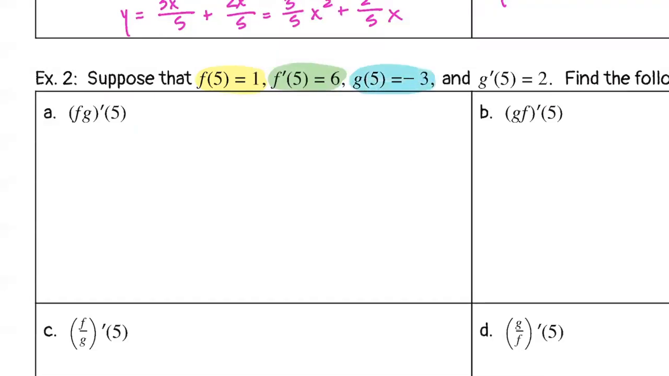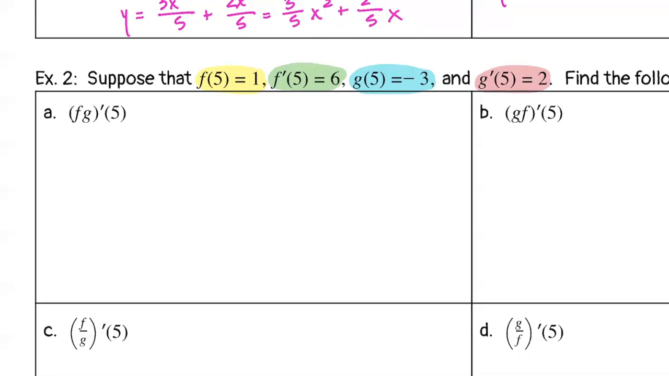Now, similarly, I bet you could tell me that g of 5 equals -3 means that when we have the g function at x equals 5, the y value is -3. And then last but not least, in our Easter eggs assortment of colors here, we have g prime of 5 equals 2. That tells us that the slope of the g function at x equals 5 is 2.